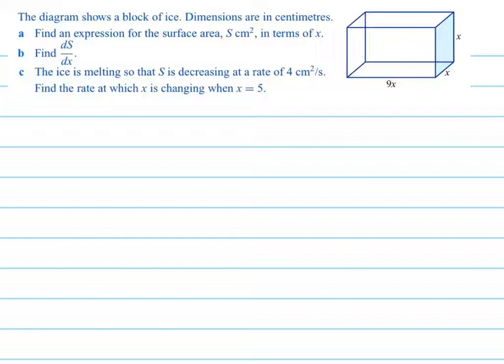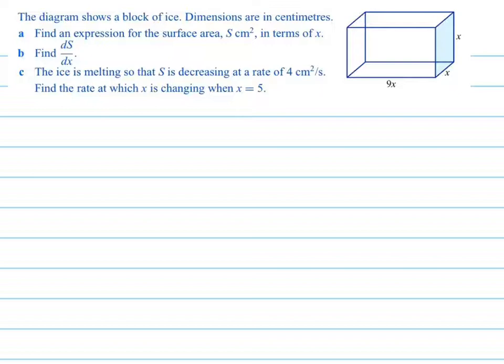Well, what have we got here? A diagram shows a block of ice. The dimensions are in centimetres, and we've got to do 3 things. Find an expression for the surface area, S, in terms of x, and then find dS/dx in part B, and then part C, the ice is melting, so that S is decreasing at a rate of 4 square centimetres per second. Find the rate at which x is changing. There's the chain rule, guys.